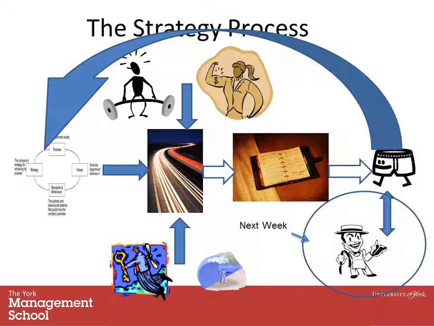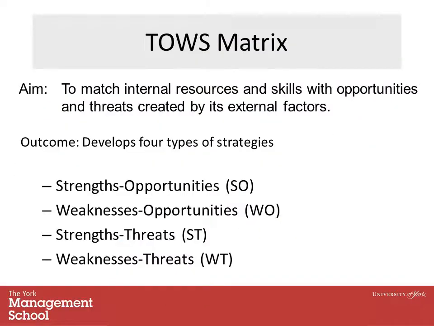But of course, the reality is that rational planning and emergent strategy are not completely separate. Quite often we have a rational plan, but we have to be able to react to it. So how are we going about developing these? Effectively, the sort of thing we're going to be talking about here is the TOWS matrix.